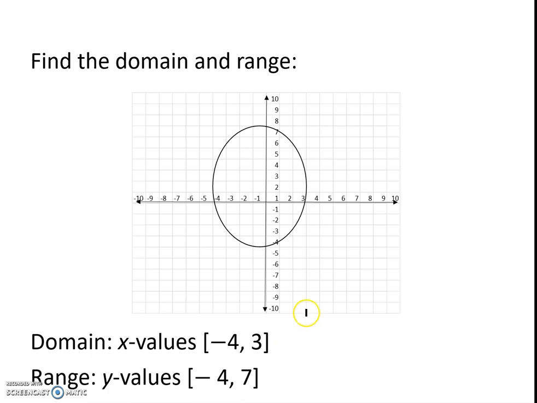The domain and range of our nice little ellipse: the domain is the x values, -4 right here to 3 right here, and we are including those points by putting brackets. The range is the y values, -4 all the way up to 7, and again we're including those endpoints, so [-4, 7].